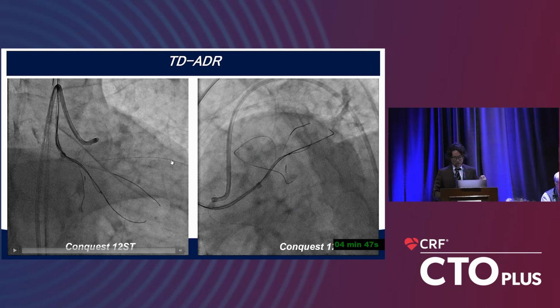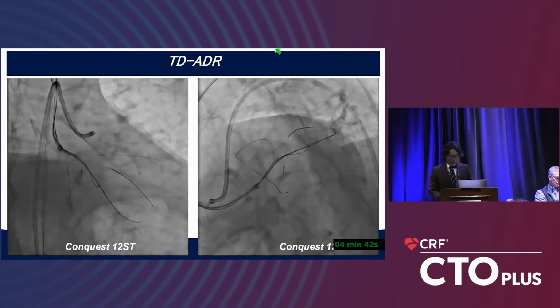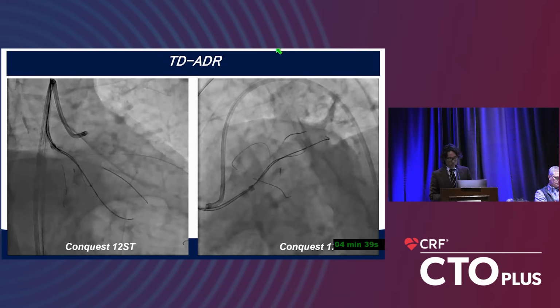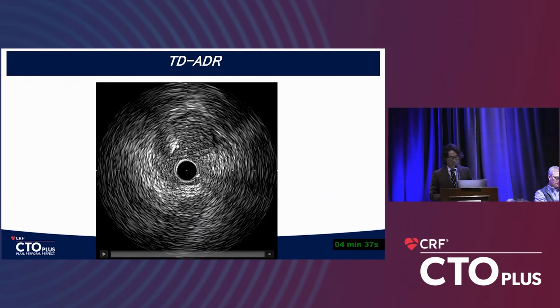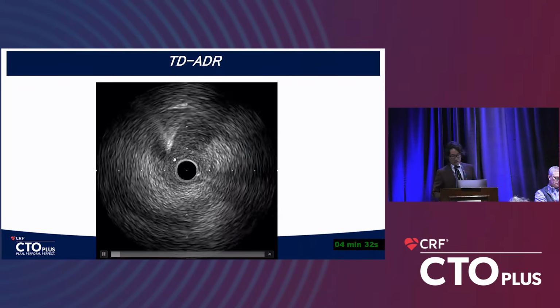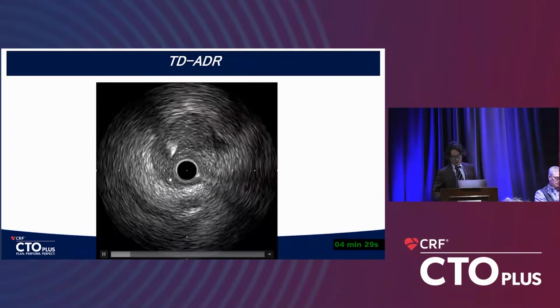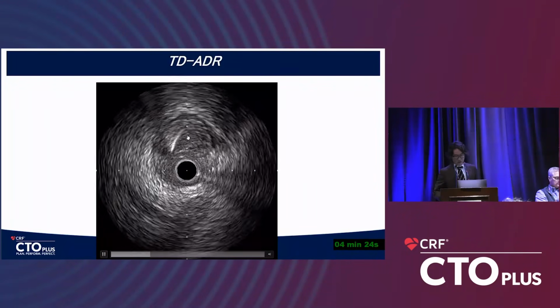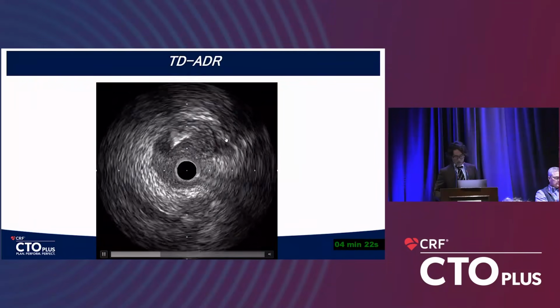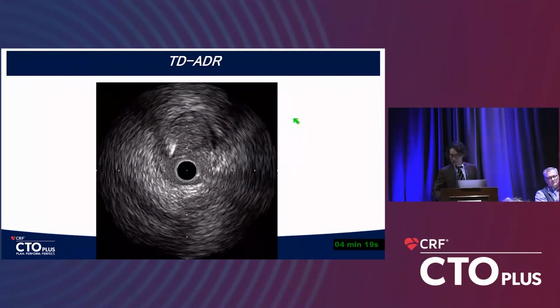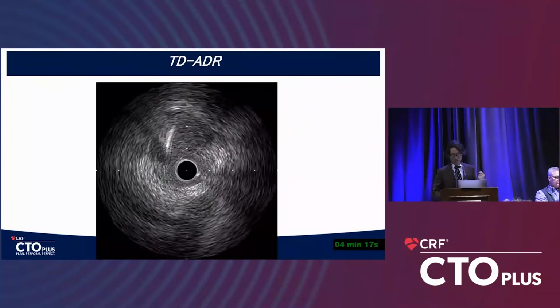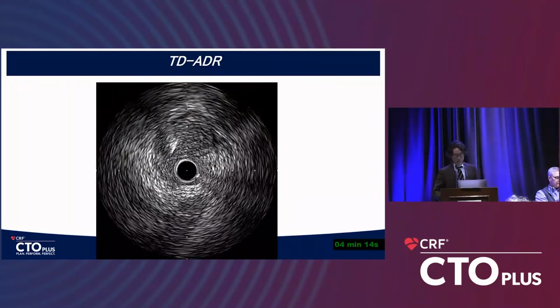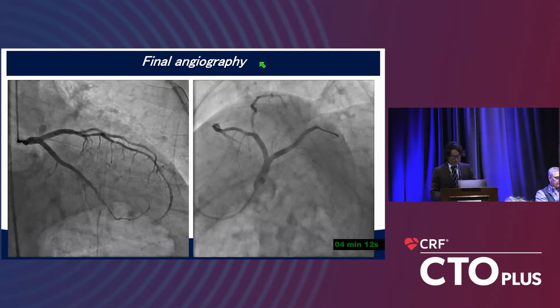And this is the corresponding IVUS image of the puncture, like that. And this is the IVUS image. The guide wire was advanced from the subintimal space to the true lumen, like that. That is also recently widespread in Japan, the tip detection ADR. This is the final angiography.